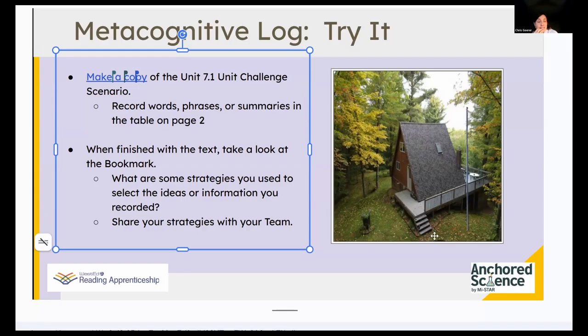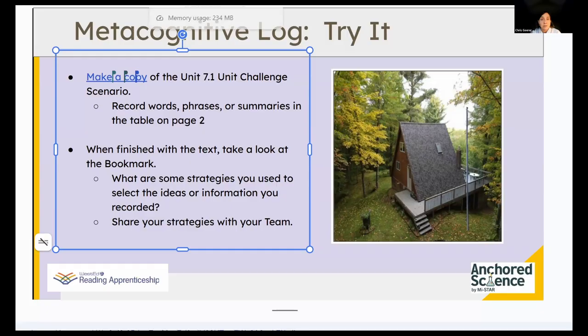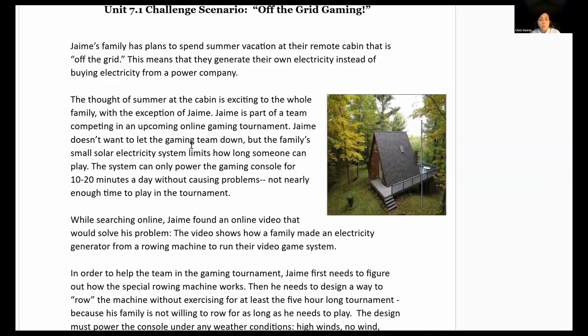So anybody want to volunteer something you pulled out of that text and which metacognitive sentence stem or process did you use? Was it a prediction or a connection, etc.? I picked the sentence, "In order to help the team in the gaming tournament, Jamie first needs to figure out how the special rowing machine works."